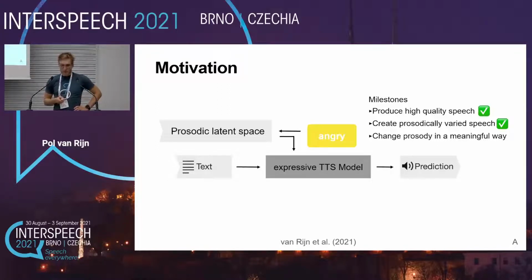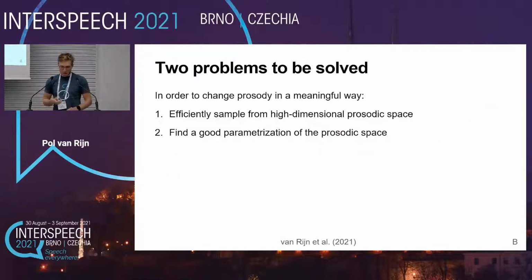In this work, we search the prosodic latent space to explore the prototypes of emotional prosody. In order to do so, we need to solve two problems. First, we need to come up with a principled way to efficiently search the prosodic space, as there is a very large number of possible combinations we need to explore. And second, we need to find a formal description, which we call parameterization, that allows us to efficiently search the space. We'll start with the first problem.